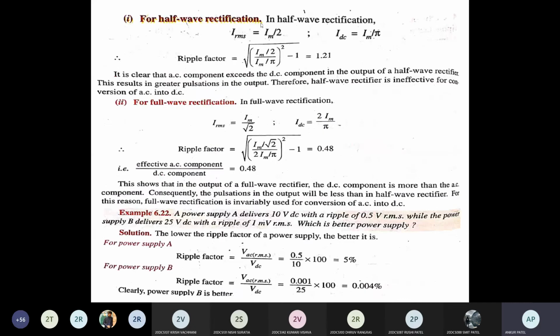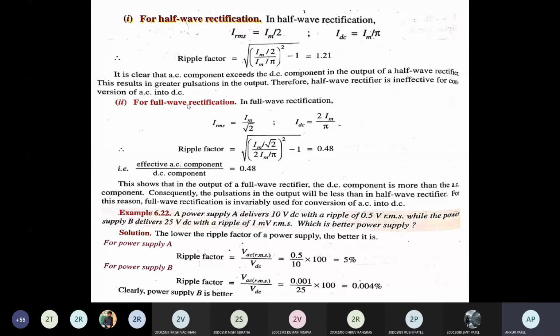For half wave rectifier, we know I_RMS is equal to Im by 2 and I_DC is equal to Im by pi. Substituting in the equation, under root of (Im by 2 upon Im by pi) whole squared minus 1 is equal to 1.21. So we are getting 1.21 ripple factor for half wave rectifier. It is clear that the AC component exceeds the DC component in the output of half wave rectifier, resulting in greater pulsation in the output. Therefore, half wave rectifier is ineffective for conversion of AC into DC due to this high ripple factor.